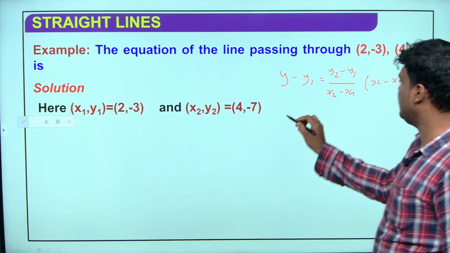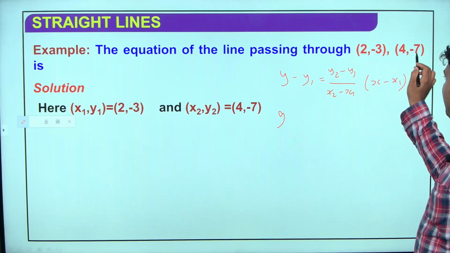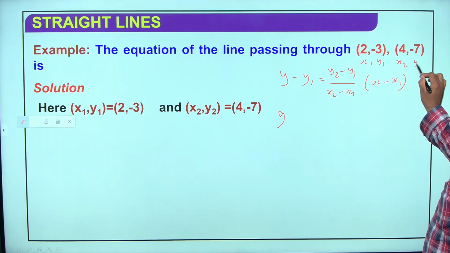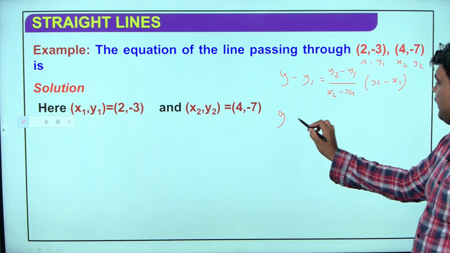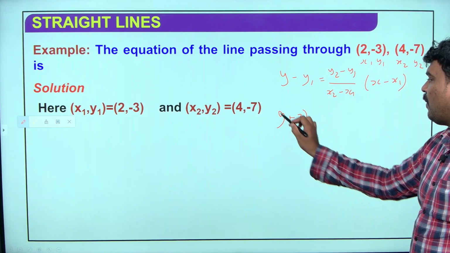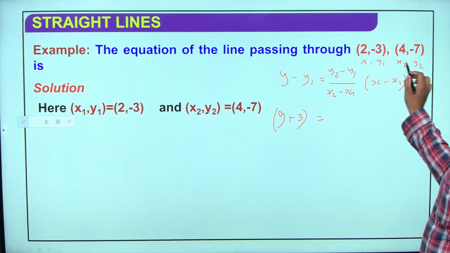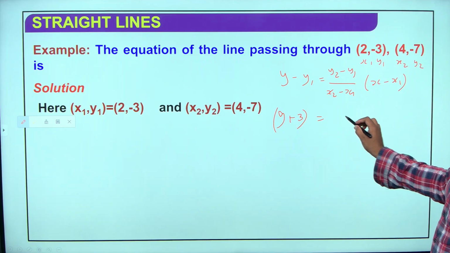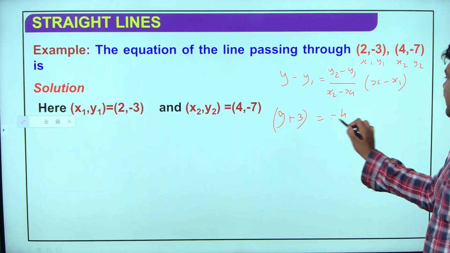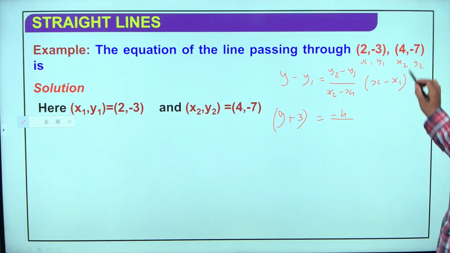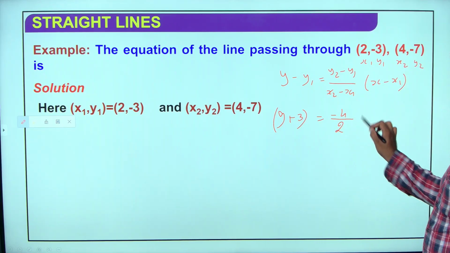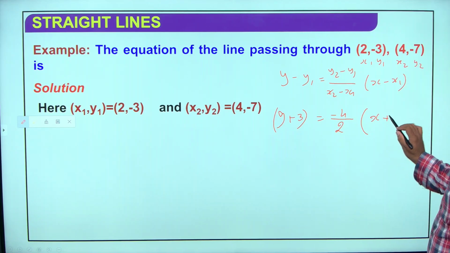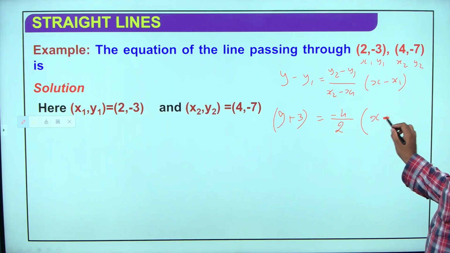So what happened, guys? y minus y1. So what is y1 here? First this is x1 and this is y1, and this is x2 and this is y2. Since it is minus here, it will become plus. So y plus 3. What is y2 minus y1? Minus 7 minus 3 will become minus 4, divided by x2 minus x1. 4 minus 2 is 2, and this will become x minus 2.